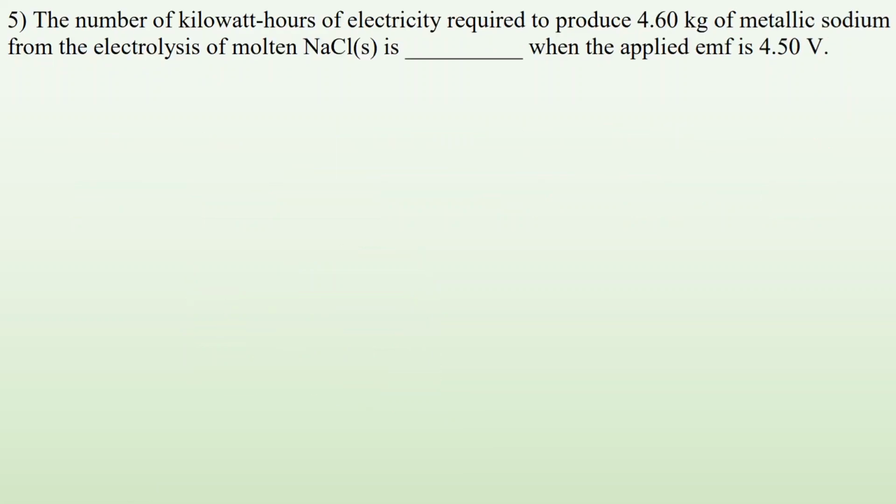All right, number 5. The number of kilowatt hours of electricity required to produce 4.60 kilograms of metallic sodium from electrolysis of molten sodium chloride is blank when the applied EMF is 4.50. So we know that the work being done is equal to the number of moles of electrons times the Faraday constant times the voltage that's being applied. So let's do a little math.